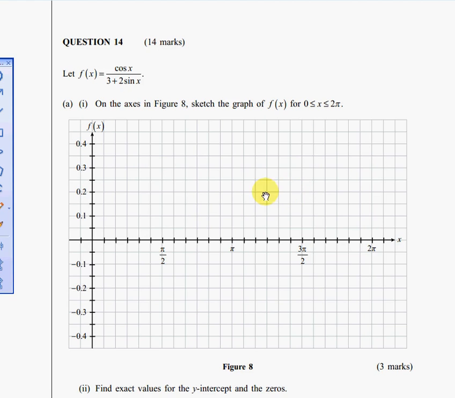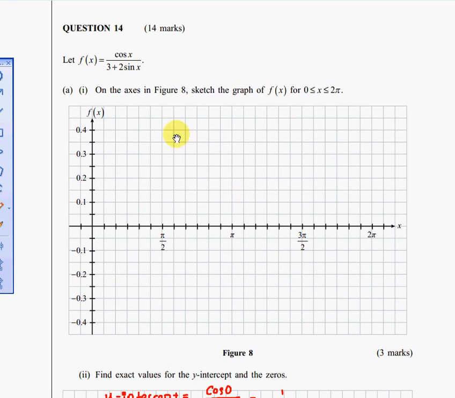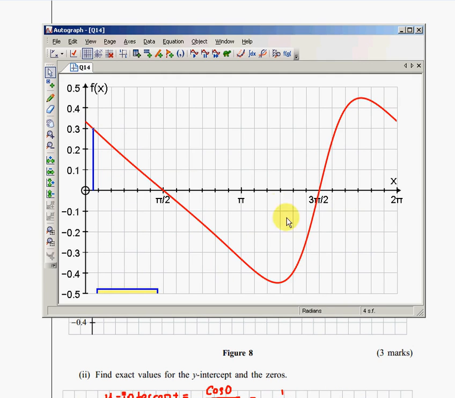This is a very interesting question. A good use of technology is required, and students are also required to state answers in exact form. So to graph this function, I'm using Autograph. Of course, in your case, you'd probably be using a GC, and you get something like this.